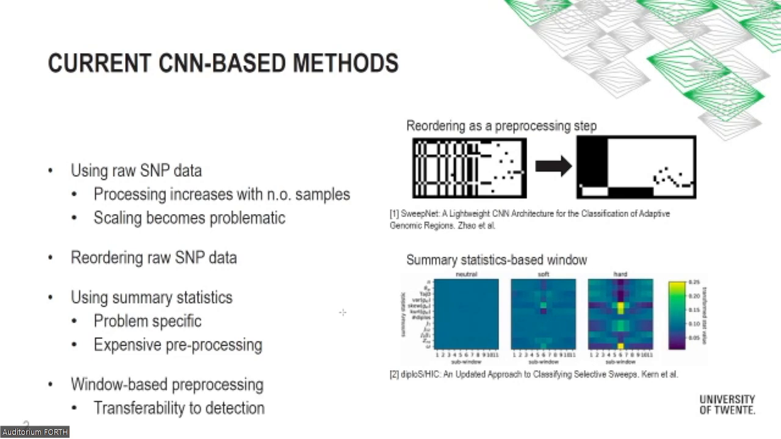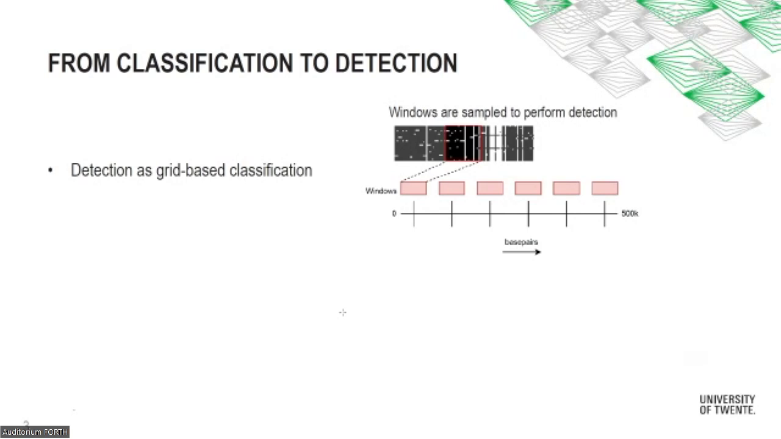And both of these methods are a form of window-based pre-processing. So based on the window that we take to have a window of SNPs, we do pre-processing. And that becomes a problem when we want to transfer a model from just classification to detection. So why is that the case?